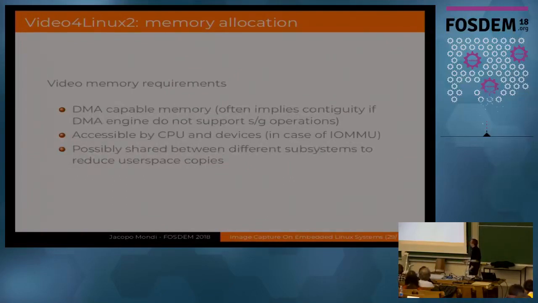You would like to have memory that's accessible by both the CPU and the device, because one is writing and the other one is reading, so they have to be coordinated. And possibly, if you're writing a high-performance application, you don't want user space involved in moving memory from one side to the other. So you want to share memory between different subsystems.